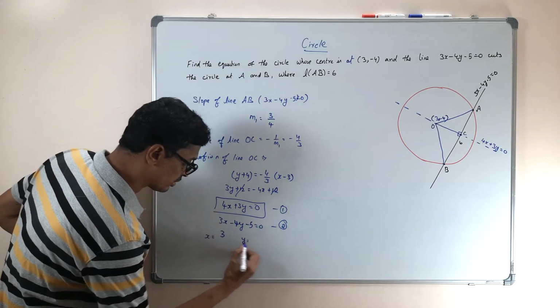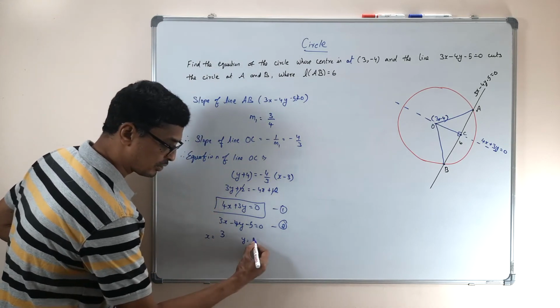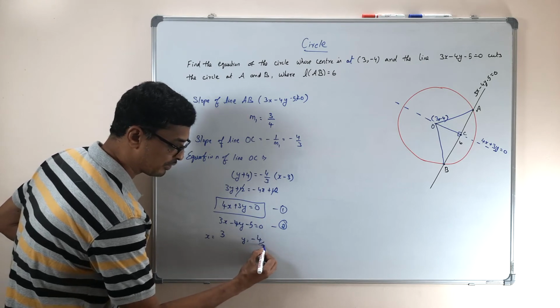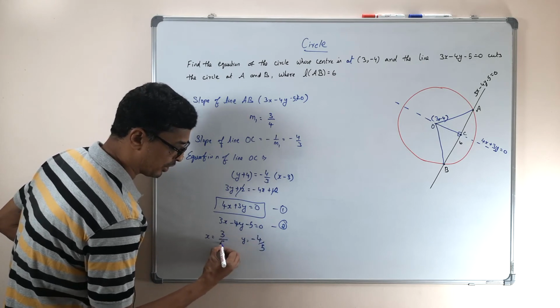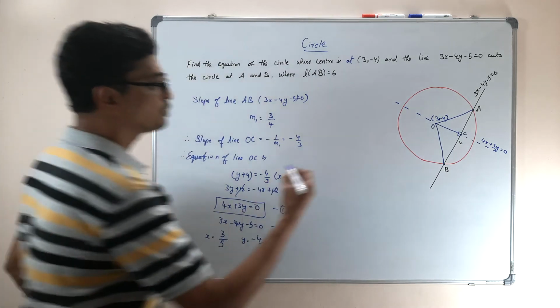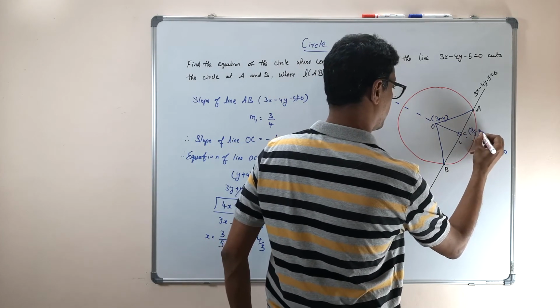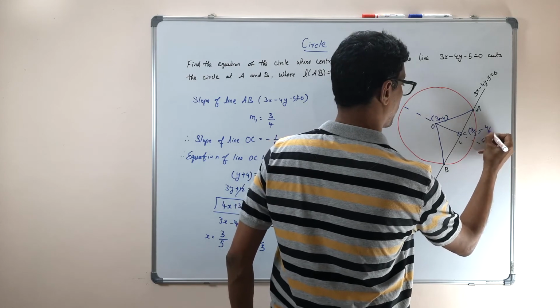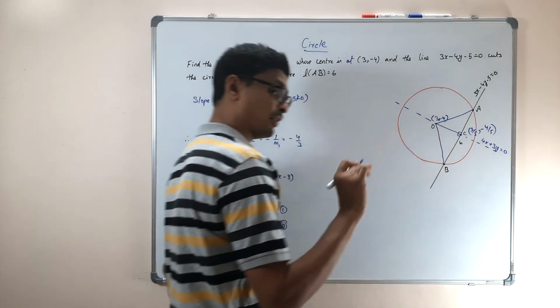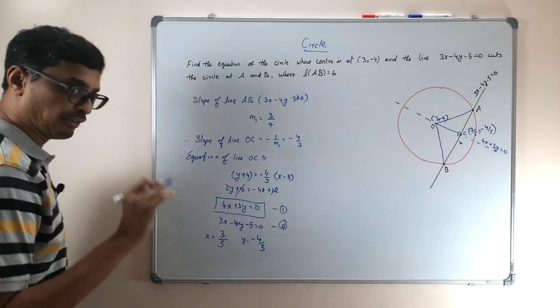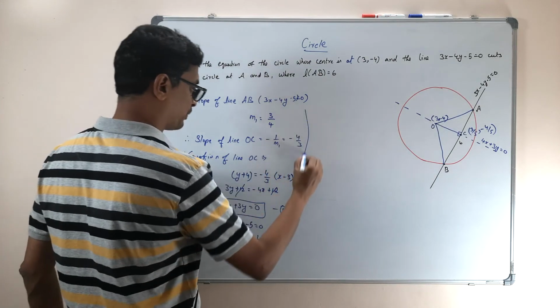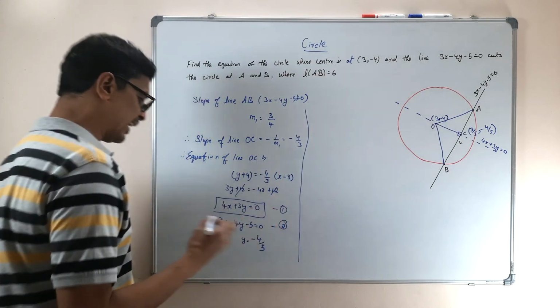Y is minus 4 by 5, and x is 3 by 5. Okay, so we got this point, that's 3 by 5, minus 4 by 5. In fact, you can do it in a much simpler way. I will show that way, we'll do that way also. In whatever form, you will get the answer. Don't worry.